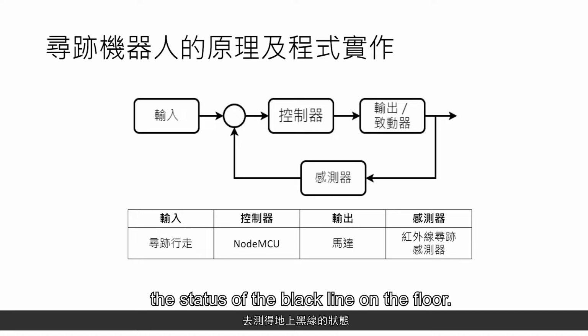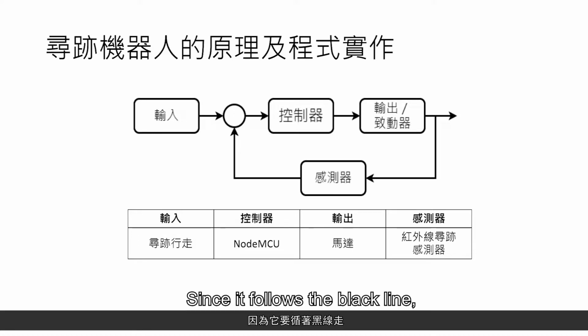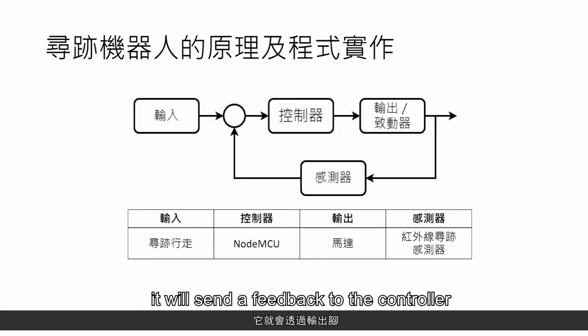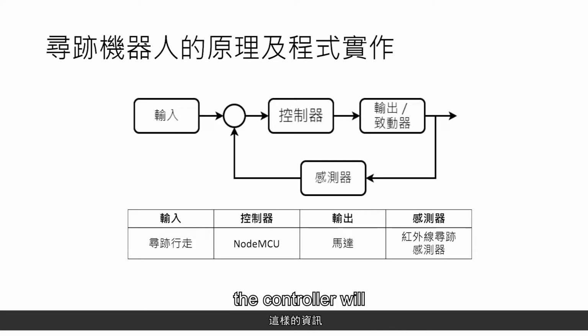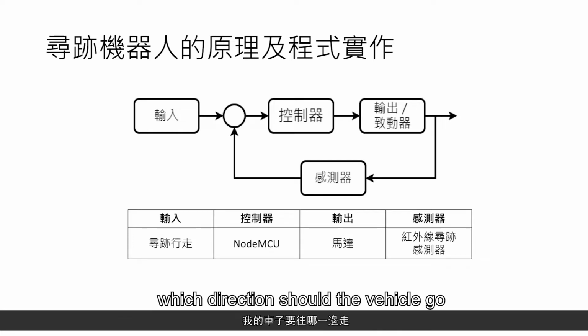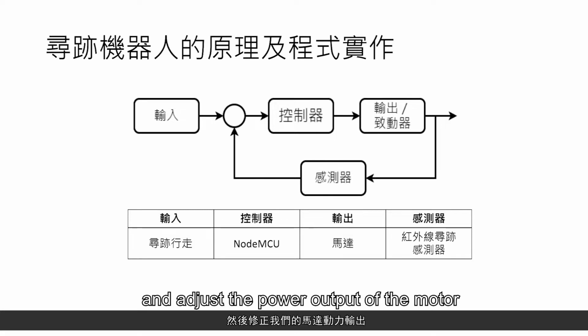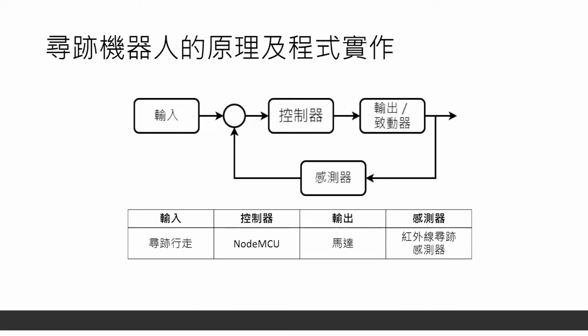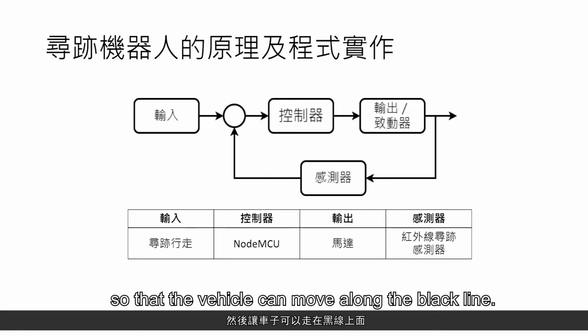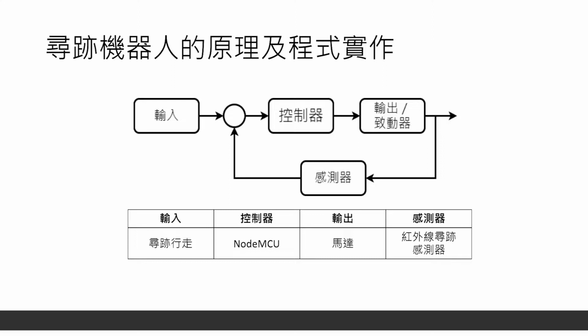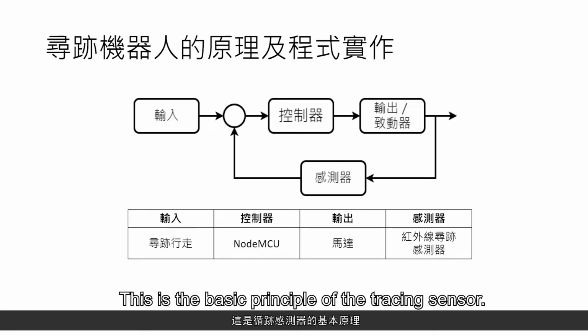The sensor detects the status of the black line on the floor. Since the vehicle follows the black line, when it deviates from the black line or approaches one, it will send feedback to the controller through the output connector pin. Based on this information received, the controller will figure out which direction the vehicle should go, perform detection in a loop, and adjust the power output of the motor so that the vehicle can move along the black line. This is the basic principle of the tracing sensor.